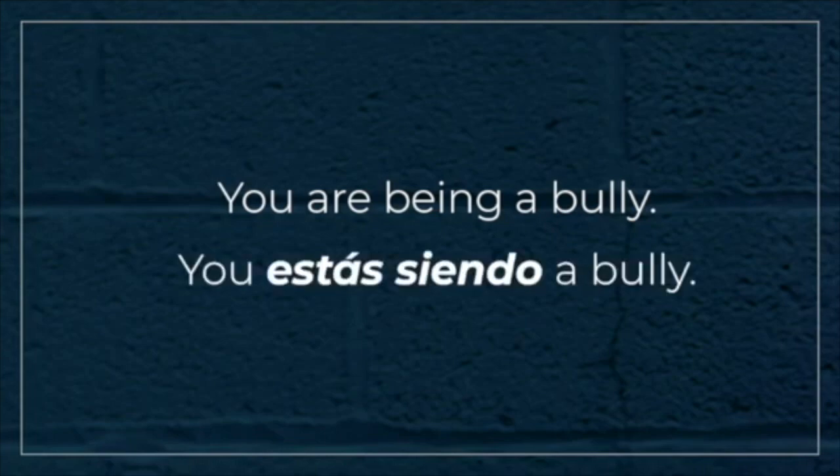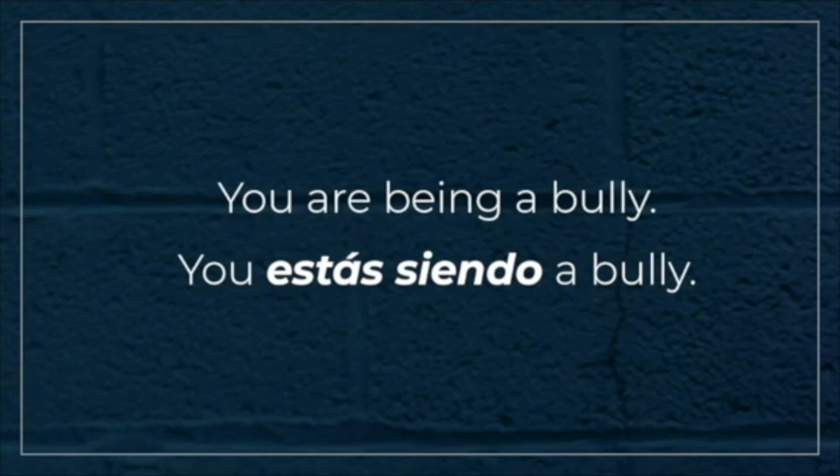So here's what the sentence would look like in Spanish. You estás siendo a bully. So it might throw you off that we're using both estar and ser. The thing is, the meaning from this sentence is actually only coming from ser, specifically the gerund siendo. And that's because we're talking about what someone is. The verb estar is simply being used to put siendo in the present tense, just like we would use haber to put sido in the past tense. So the meaning is all coming from the verb ser. The verb estar is just helping out.